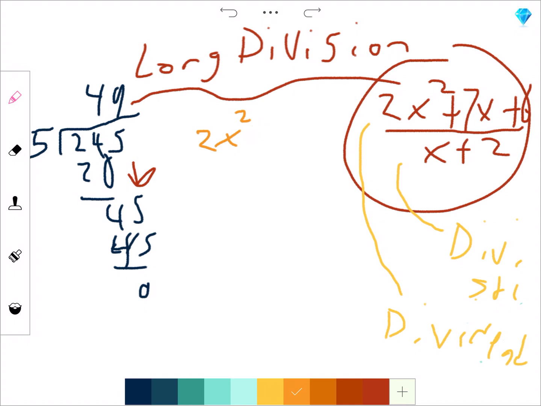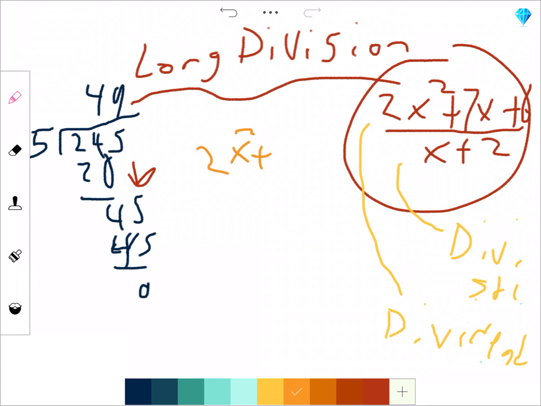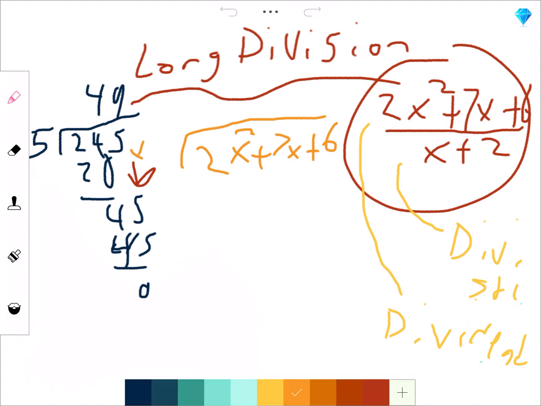So how we're going to set this up is we're going to have 2x squared plus 7x plus 6 over x plus 2. You have x plus 2 outside of the division bar, even though it looks a little wonky, it's just to the side of that, outside of it. And inside of it, we have 2x squared plus 7x plus 6.